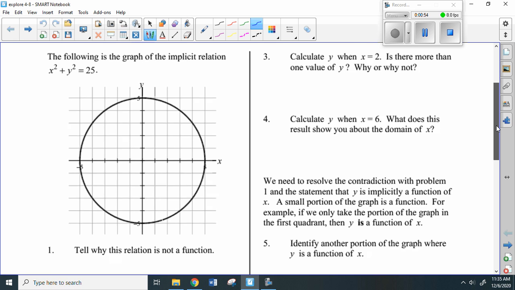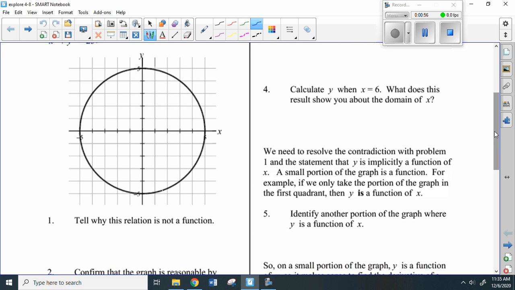And the first question in our little exploration here says, tell why this relation is not a function. Okay, so if you think back to Algebra 1 and you want to know how to tell if a graph is a function, remember you want to pass the vertical line test. That means if I can put a vertical line anywhere on the graph and touch 2 points at the same time, then I am not a function. So this is definitely not a function.